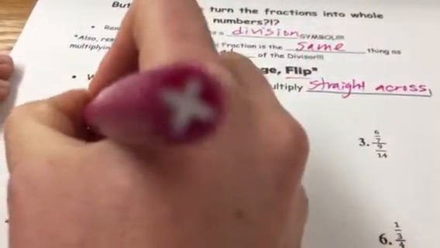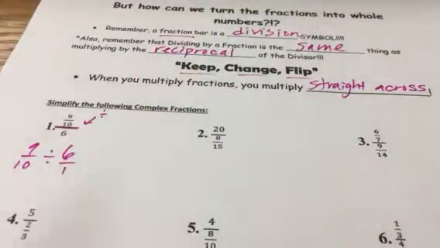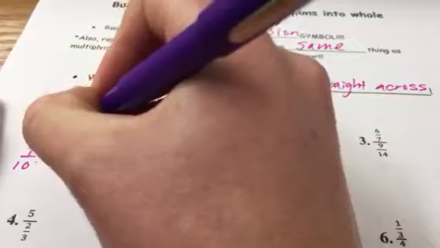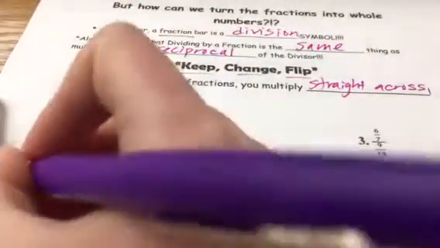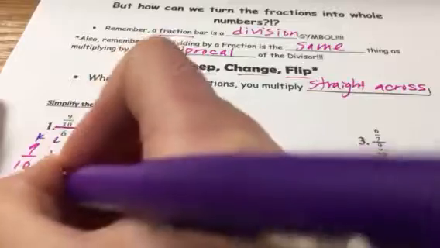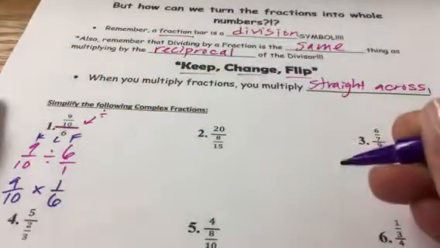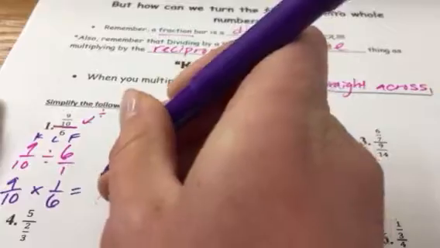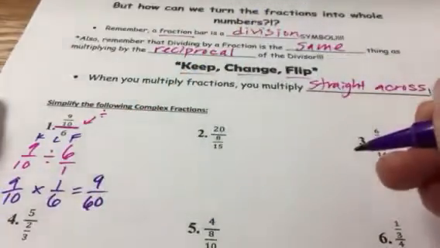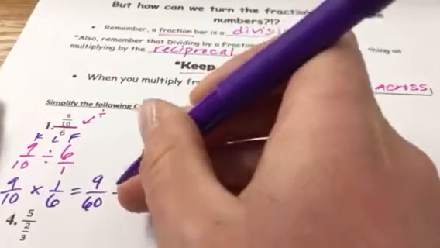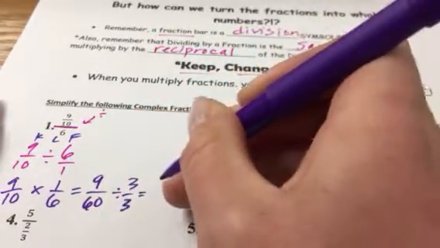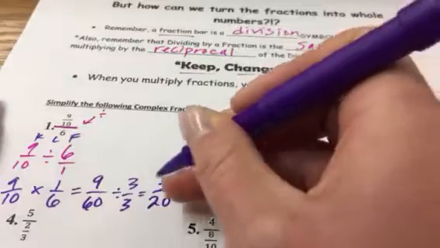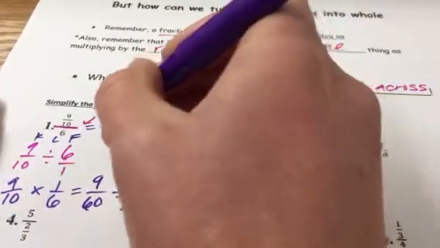So this is my big fraction bar, so that's going to be my division symbol. So this is 9/10 divided by 6. Now that's 6 over 1. So I'm going to turn this into a multiplication problem by multiplying by the reciprocal. So this will be 9/10 times 1/6. I multiply straight across. I get 9/60. I'm going to go ahead and simplify. I can divide both of these by 3, and I get 3/20.